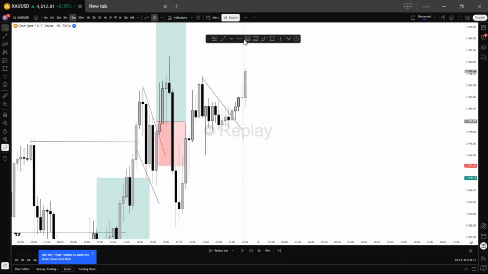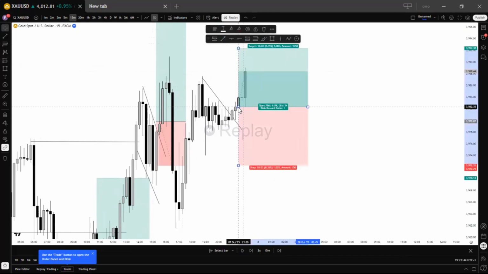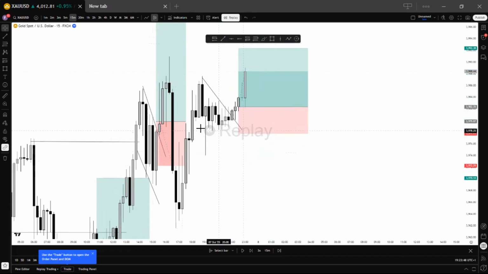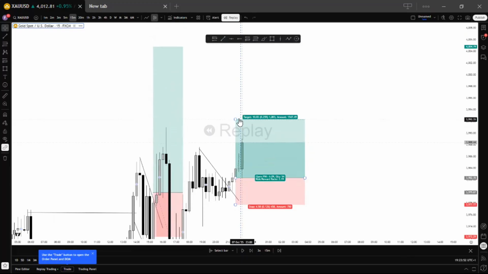All right, so we would have had a position just outside the break there. Stop loss here, just same thing that we did here. Okay, stop loss here, and then TP here.